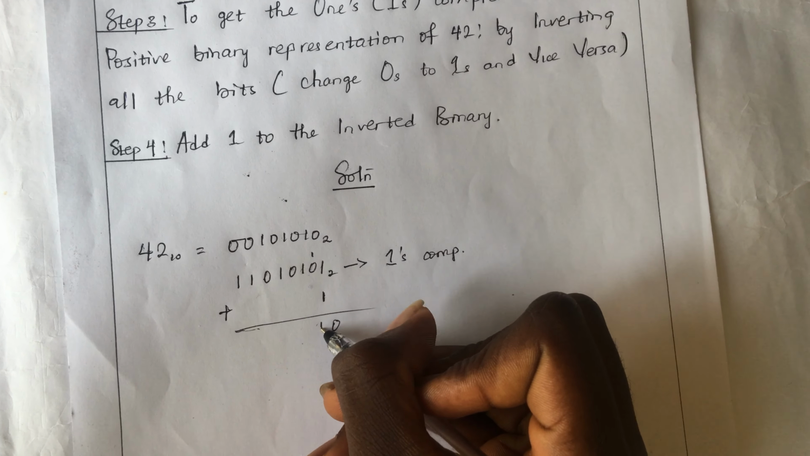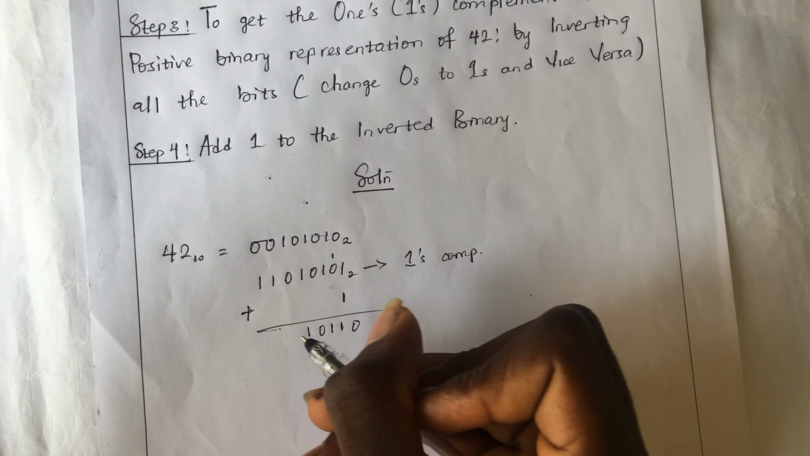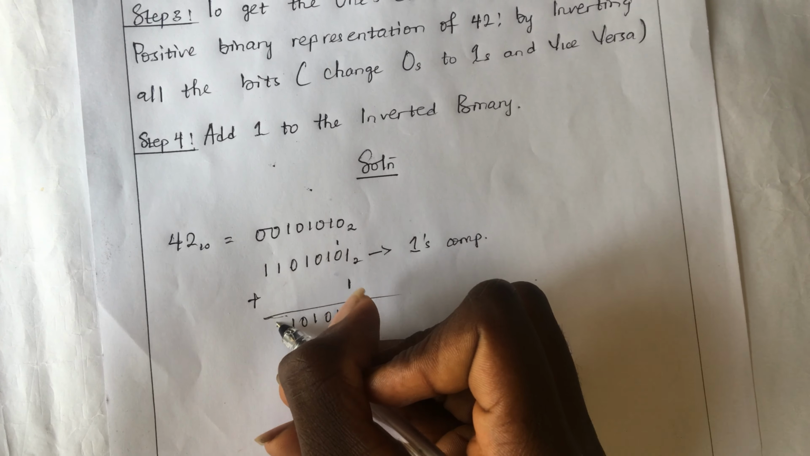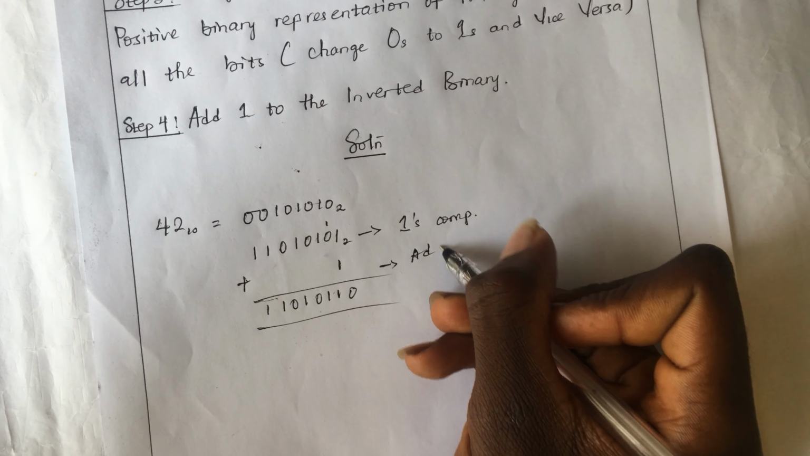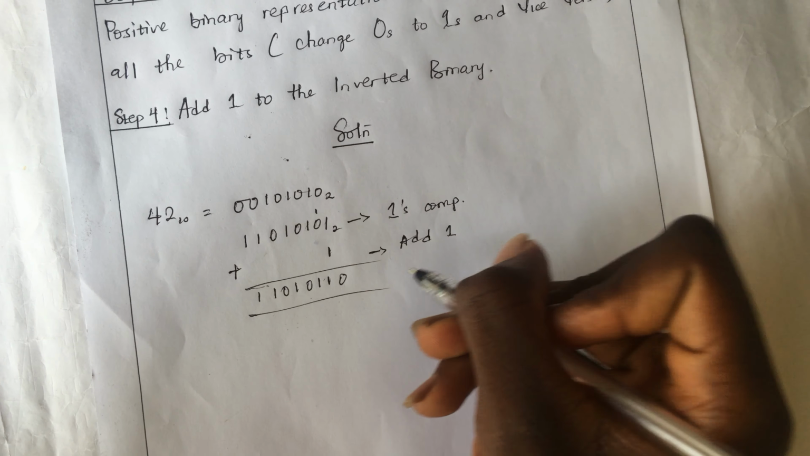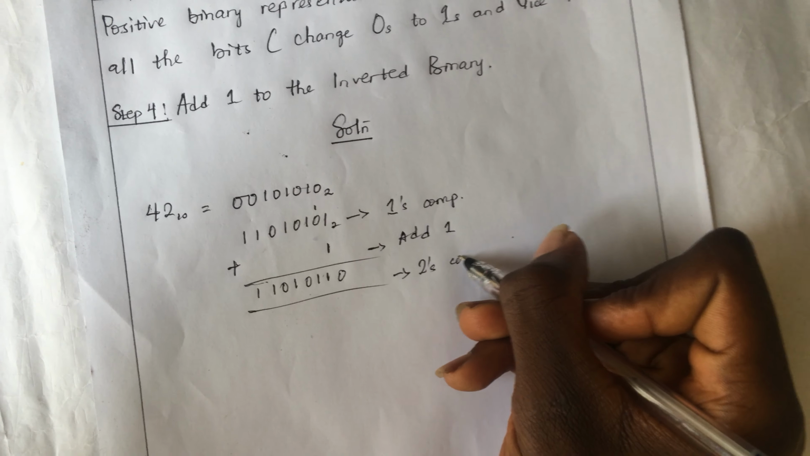1 plus 0 is 1. This is 1, this will become 1. This is 0, 1. This is 0, this is 1, and this is 1. So remember, here we add 1. And here is our result, which is the 2's complement.